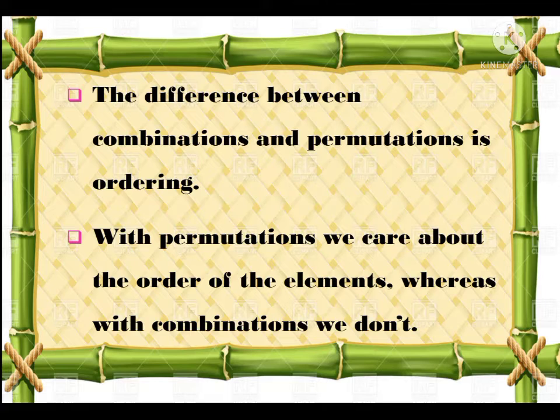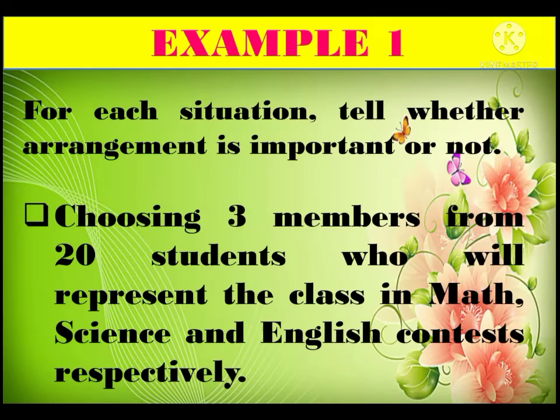The difference between combinations and permutations is ordering. With permutations, we care about the order of the elements, whereas with combinations, we don't. Now, let us study some examples. For each situation, tell whether arrangement is important or not.